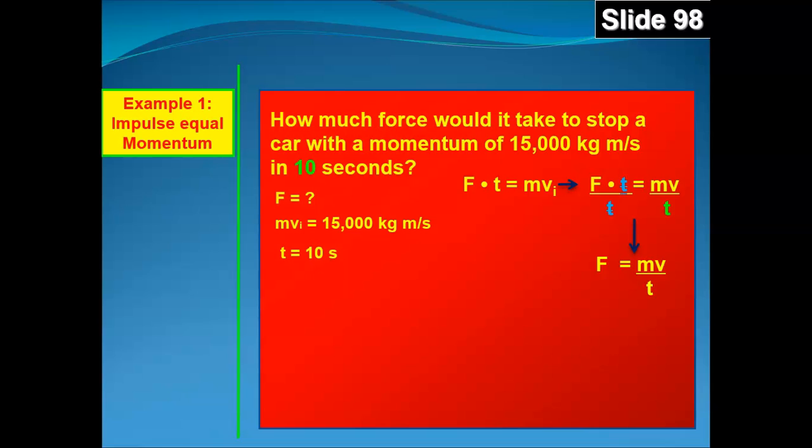And so you have force equals m vi over T. Now you come back and plug in the numbers. So force is 15,000 kilogram meters per second divided by 10 seconds. So 1,500 newtons of force would be needed. So if that car is moving with a momentum of 15,000 kilogram meters per second, you would have to apply 1,500 newtons of force for 10 seconds to bring that car to a stop.